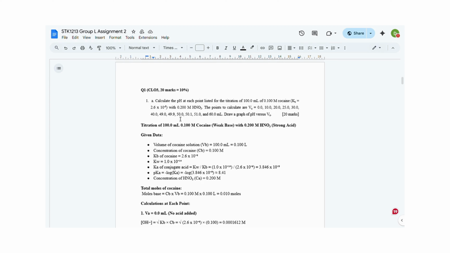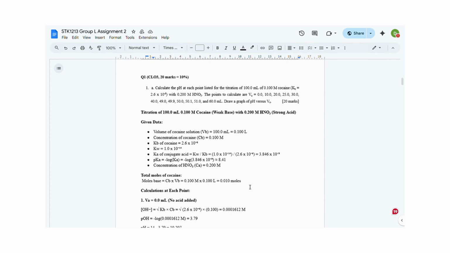So the question is, calculate the pH at each point listed for the titration of 100 ml of 0.1 mol cocaine. This is the base dissociation constant, 2.6 times 10 to the power of -6, with 0.2 mol nitric acid. The points to calculate are on the given volume of acid: 0.0, 10, 20, 25, 30, 40, 49, 49.9, 50, 50.1, 51, and 60 milliliter. And we have to draw a graph of pH versus volume of acid.